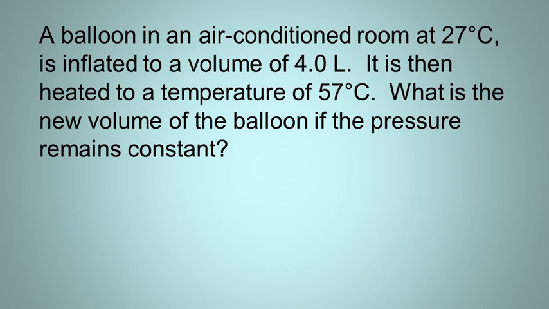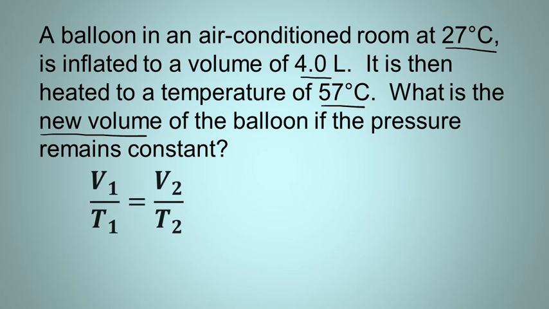So once again, we're looking at this problem. It looks like the volume is changing and the temperature is changing, because we start with 4 liters and then it asks us about some new volume, and the temperature is changing too because it goes from 27 degrees to 57 degrees. So we're going to have to use Charles' law, that equation right there. So we're going to plug and chug once again.